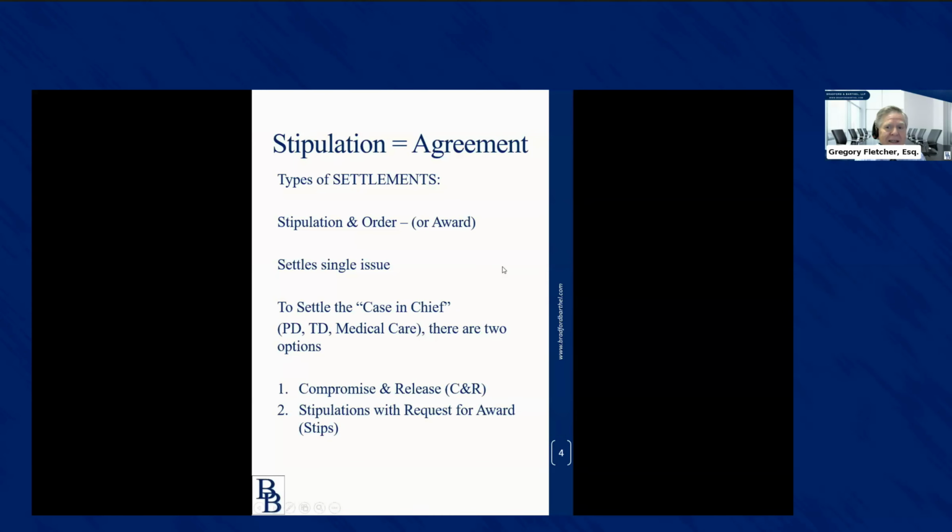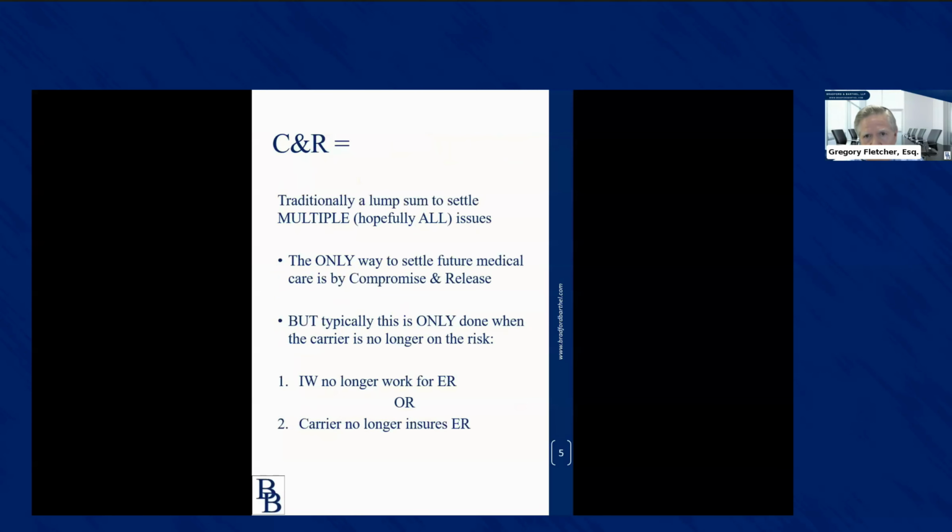Now, if you're going to settle the case in chief, there are two main options: the compromise and release and stipulations with request for award. And when I say case in chief, I mean all benefits with the exception of medical, because typically you don't settle that in a stipulation. So first, what's the C&R? Traditionally, it's a lump sum settlement, settling multiple and hopefully all issues. It's the only way to settle future medical care.